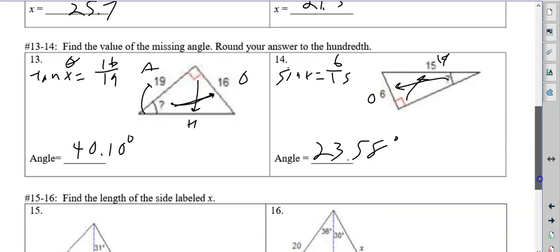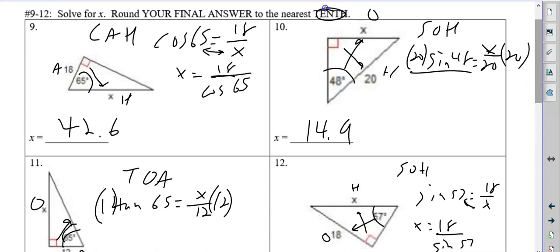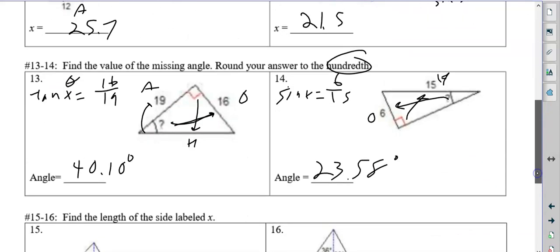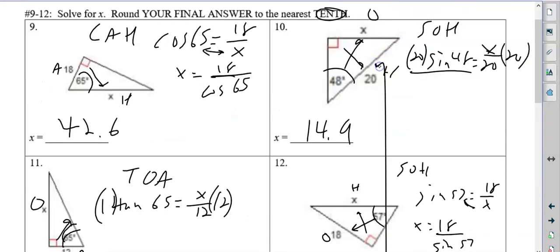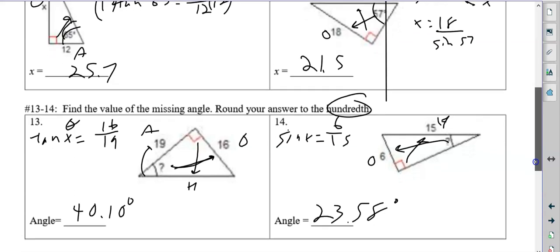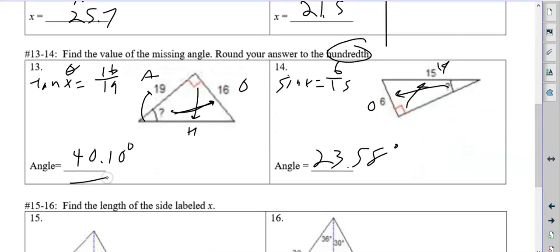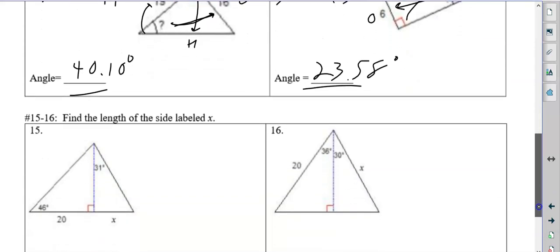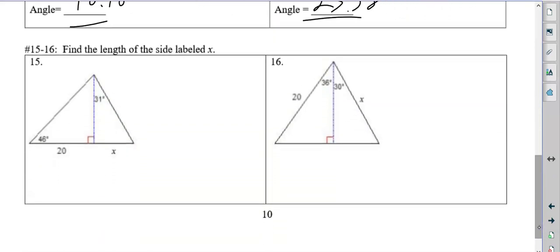Also remember, pay attention to directions. This said round to the nearest hundredth. This said round to the nearest tenth. Many times on angles, we'll just tell you to round to the nearest whole number. So this would have been 40 and this would have been 24. So just be careful and make sure you're answering the question that's being asked.